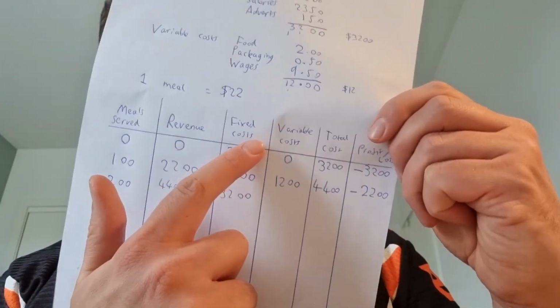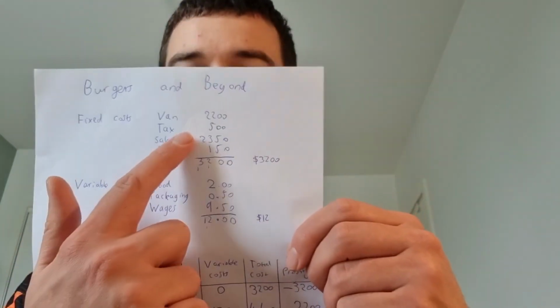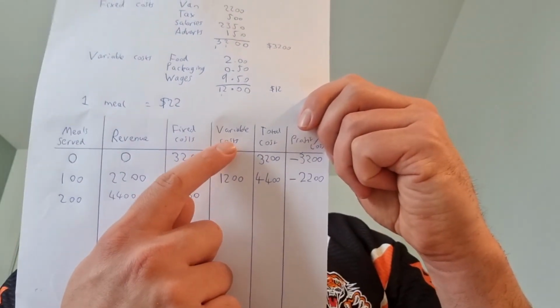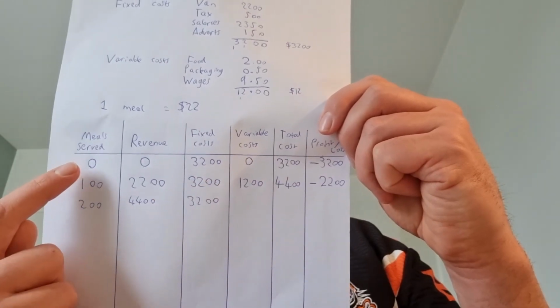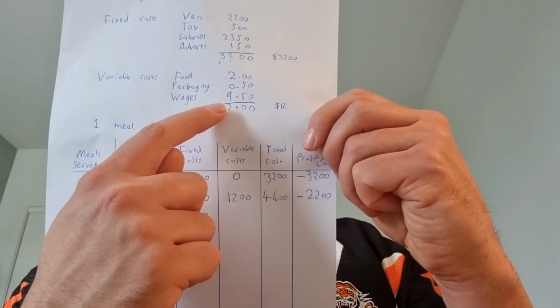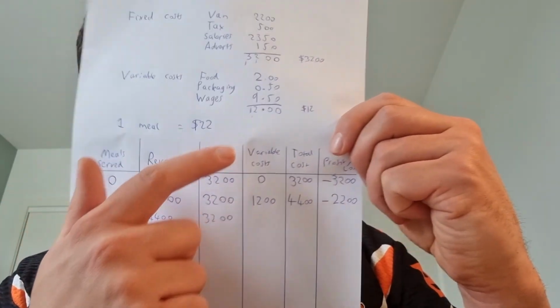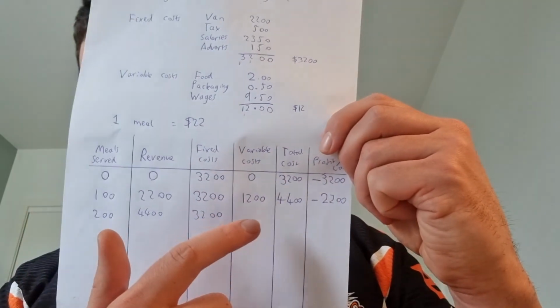Next, we've got the fixed costs. Now, the whole thing about fixed costs is they do not change. So for all of these, the fixed costs will always be the same, 3,200, based on those calculations up here. Next, we've got the variable costs. So for the variable costs, what you want to do is the number here multiplied by the total variable costs, which was $12. So for 0 meals, 0 times 12 makes 0. For 100 meals, 100 times 12 makes 1,200.